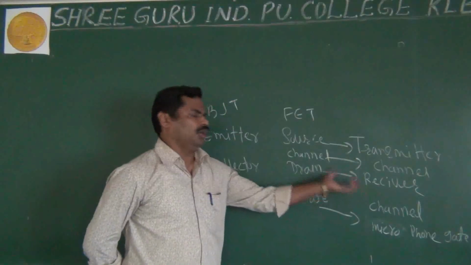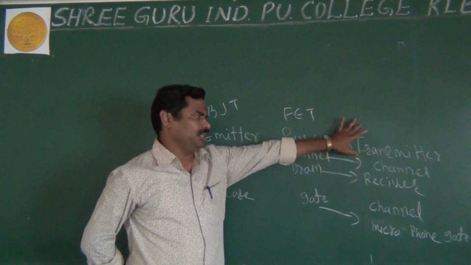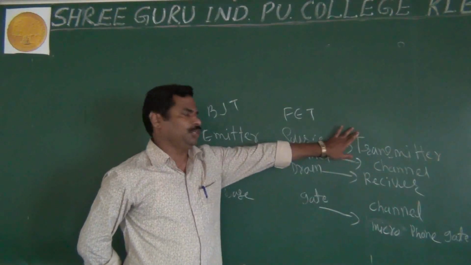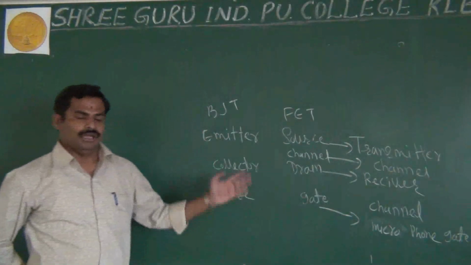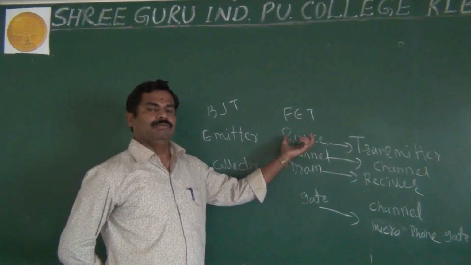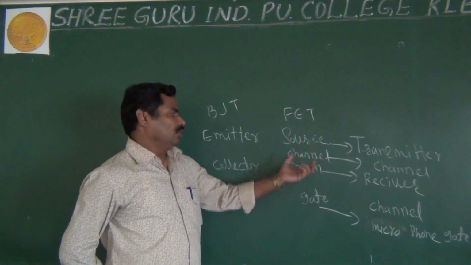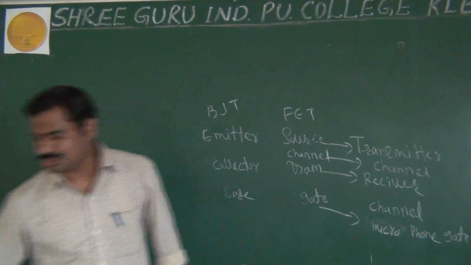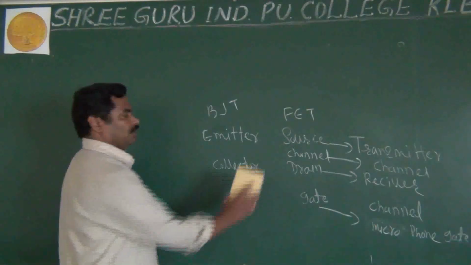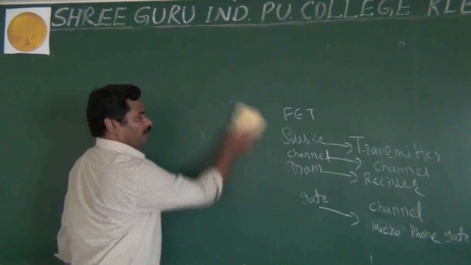Besides that, also how to remember this. Actually, you are studying in detail what a transmitter is, what a receiver is, what a channel is, and the remaining things in detail. Now I am saying how to remember the source, drain, gate, and channel. This is about the importance of the terminals of your FET.